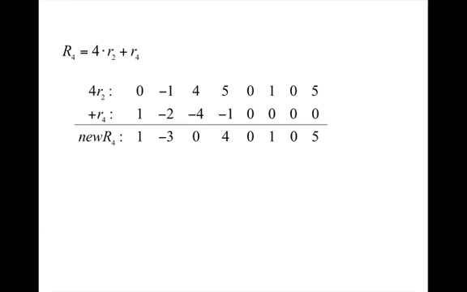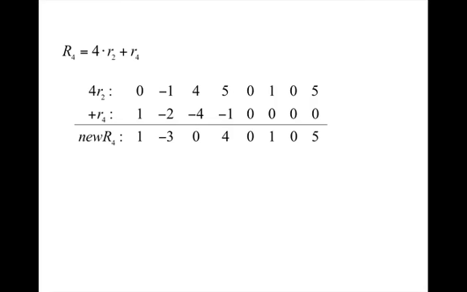And then finally, 4 times row 2 gives me 0, -1, 4, 5, 0, 1, 0, 5. If I add row 4, this gives me my new row 4, which is 1, -3, 0, 4, 0, 1, 0, 5.